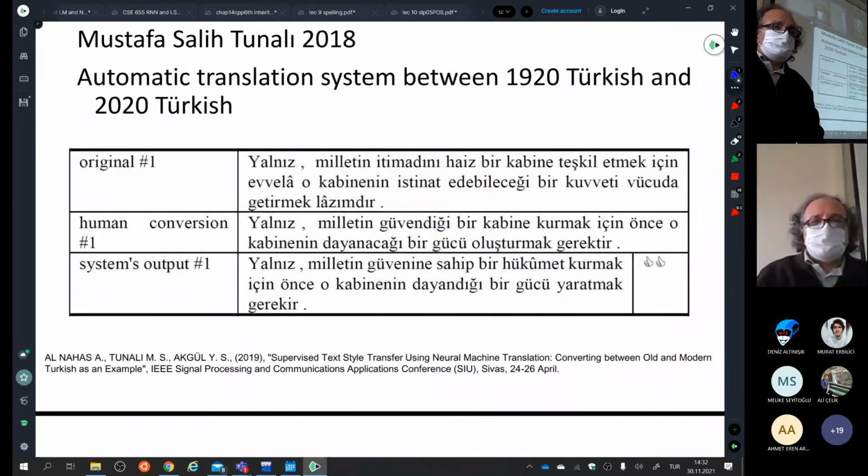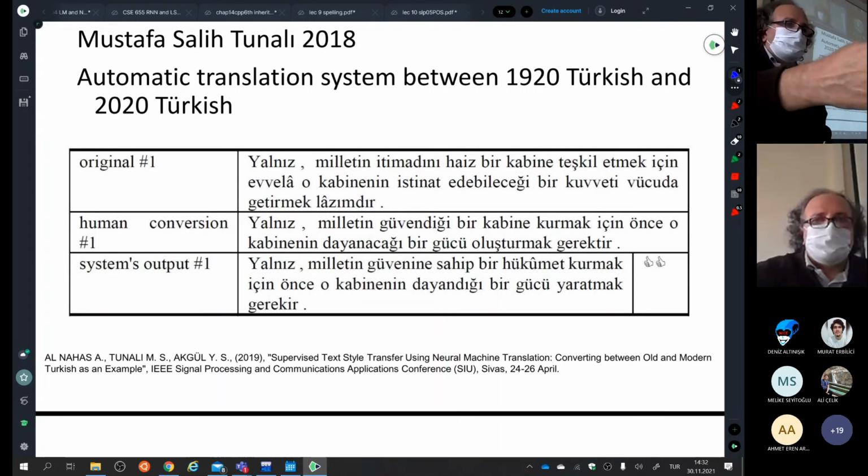So how do we train this? He bought a book, Nutuk. On every page, you have the original and you have the 2020 version. He trained his system using the first 200 pages of that book, and he asked the question from the last 20 pages. He put the results back to back and we got this.